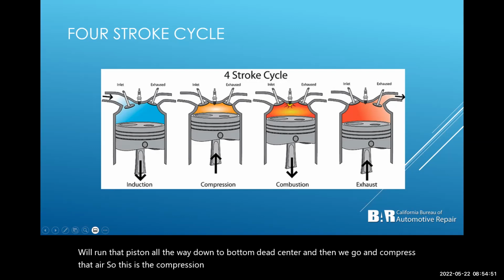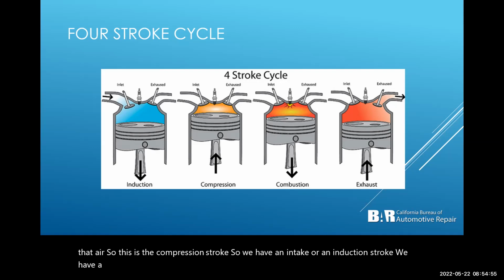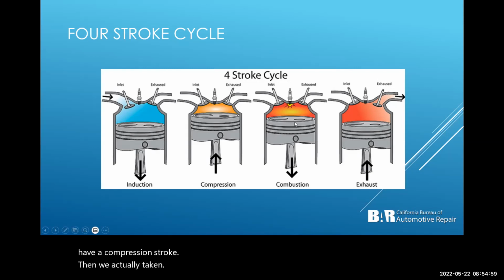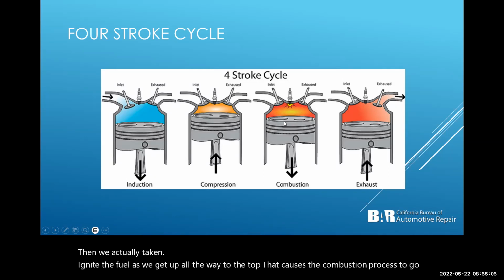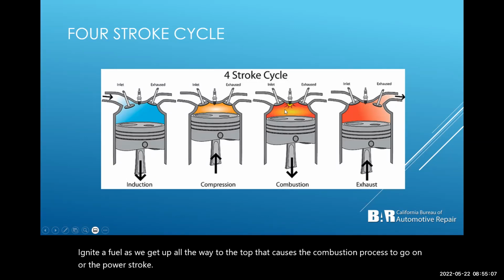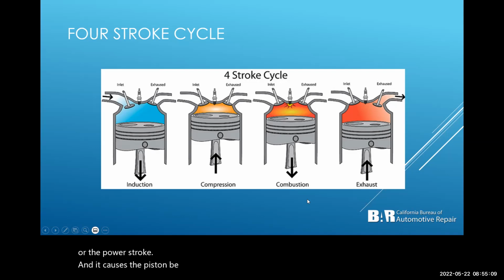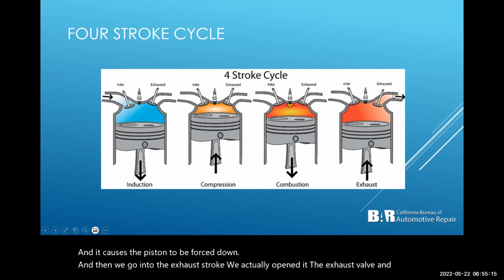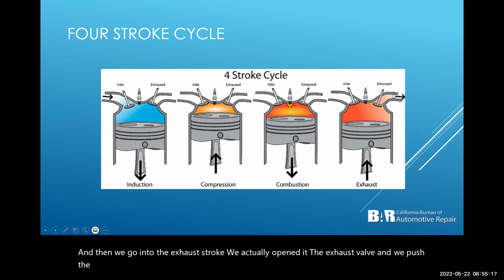So we have an intake or an induction stroke. We have a compression stroke. Then we actually take and ignite the fuel as we get up all the way to the top. That causes the combustion process to go on, for the power stroke. And it causes the piston to be forced down. And then we go into the exhaust stroke. We actually open up the exhaust valve and we push the air fuel, the inert gas out.